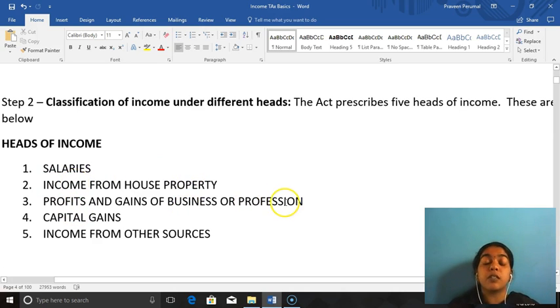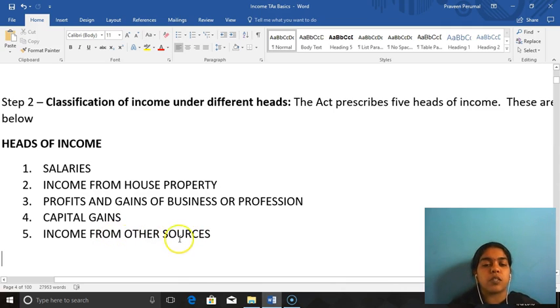Profits and gains of business or profession. So a person is running a business. What are the profits and gains arising out of that? He is running a profession. What are the profits and gains arising out of that? Next is called capital gain. A capital gain that is arising out of the sale of land or sale of shares, etc.